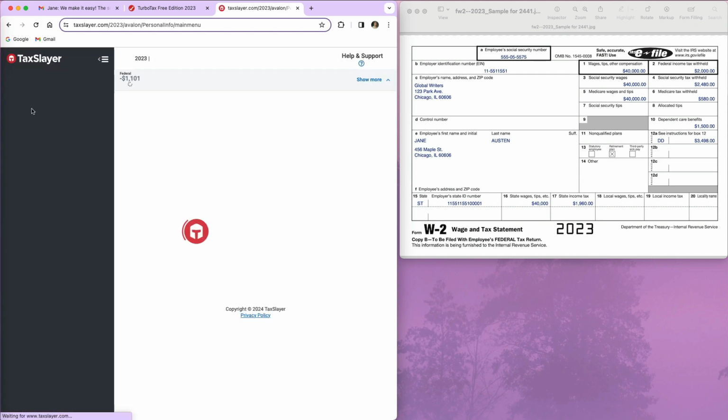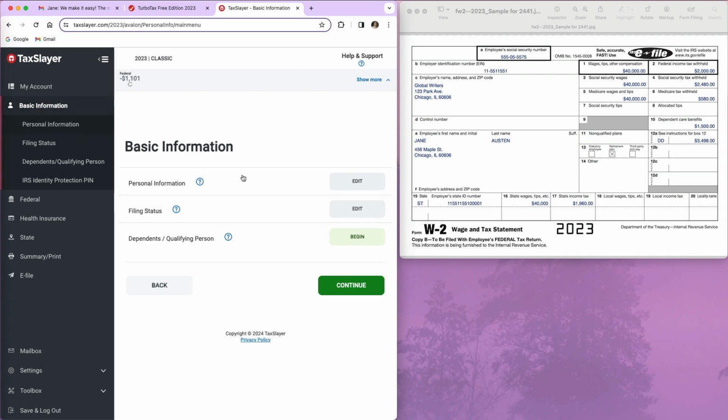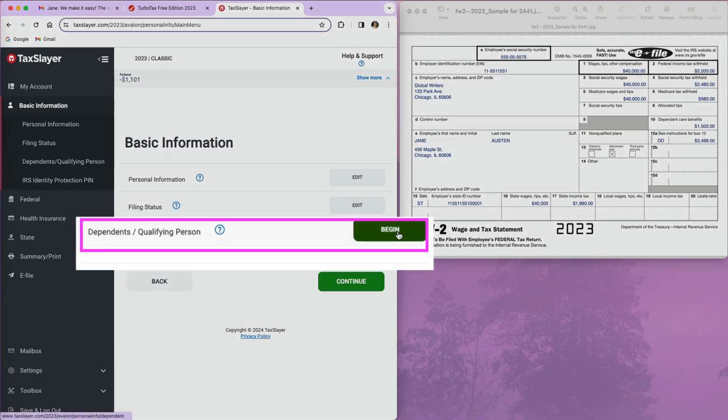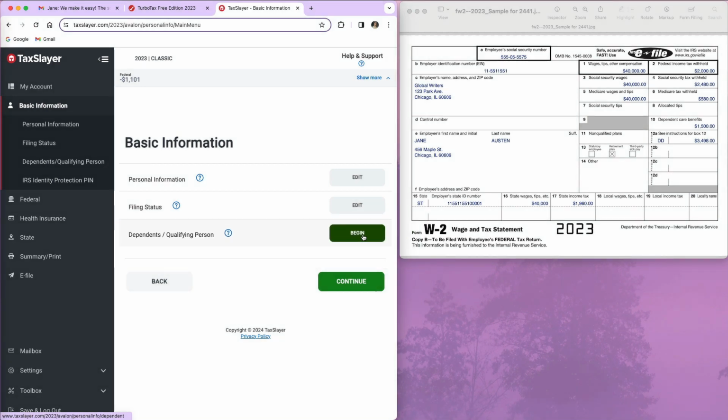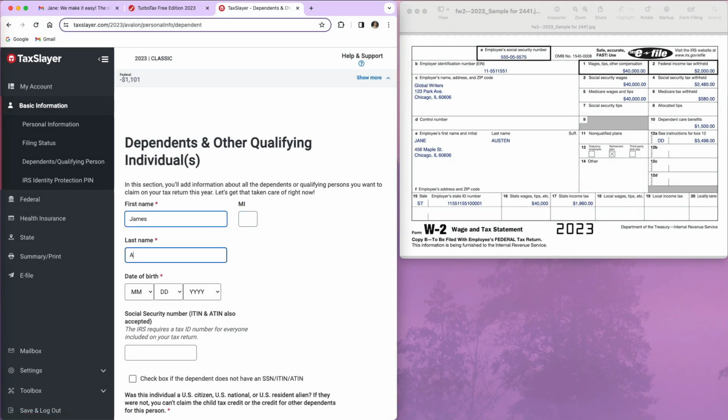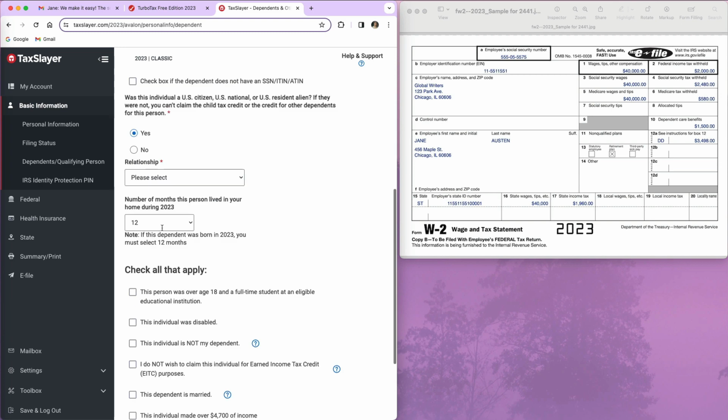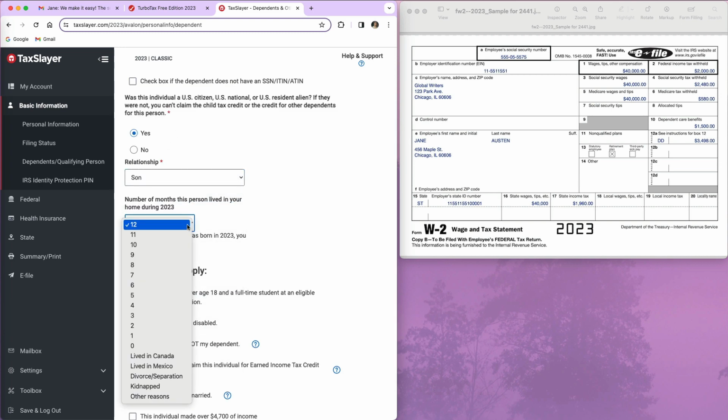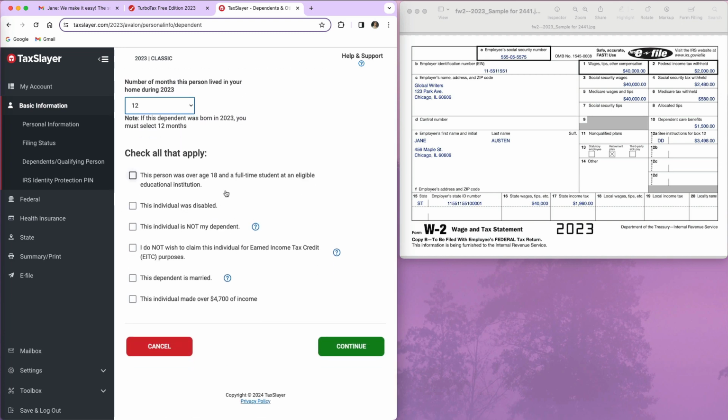Now, to claim the benefits on Tax Form 2441, you have to have a dependent. So you have to add them in the basic information under dependents. In our case, Jane had a baby in 2023, little James. Let's enter his name, birth date, and dummy Social Security number. Then we have to answer a few more dependent qualification questions.